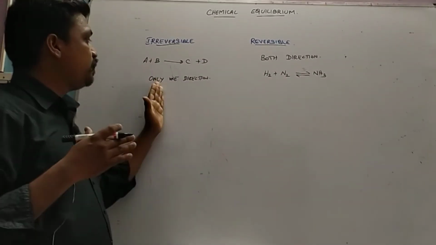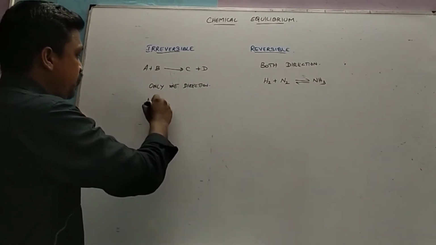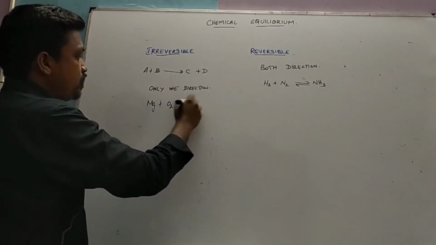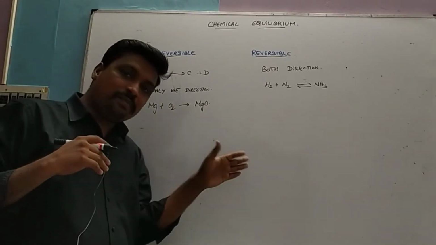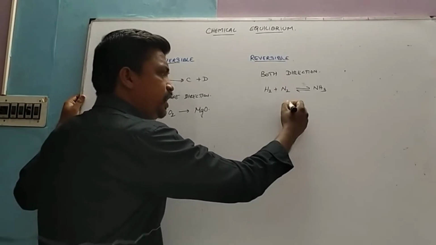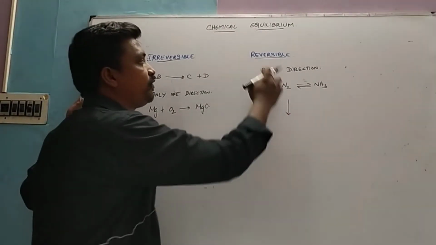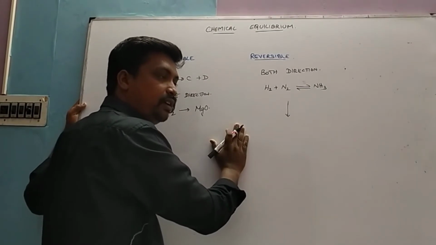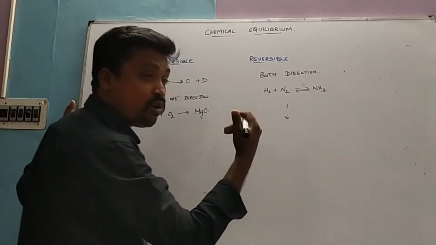So irreversible means after giving time, only products will be present. Example, magnesium combines with oxygen and forms magnesium oxide. In this reaction, after completion, only magnesium oxide is present. After giving sufficient amount of time, for a reversible reaction, the concentration of the reactants and products will attain a constant value.